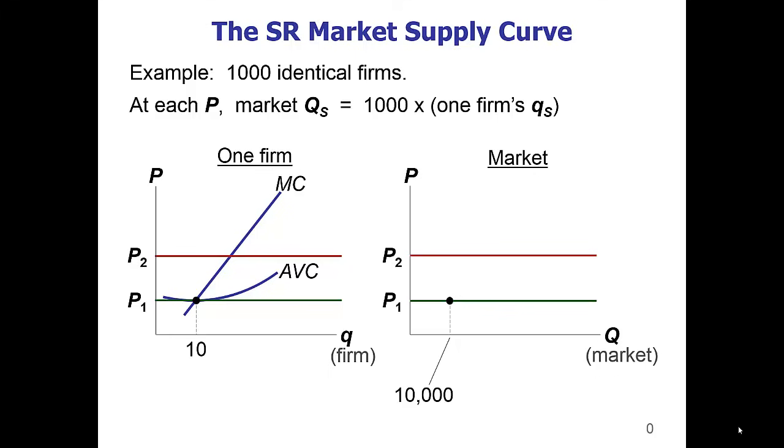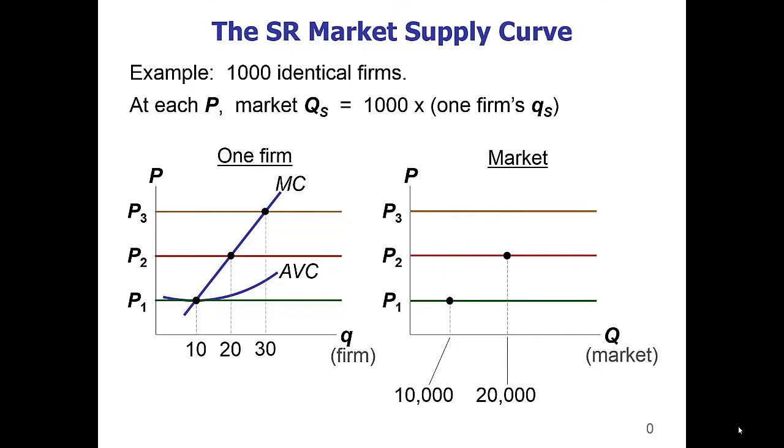At P2, this representative firm will set that price equal to marginal cost and choose to produce 20 units. That means collectively all 1,000 firms will choose to produce 20,000 units. Consider one more price, a price of P3. Set P3 equal to marginal cost. The firm will choose to produce 30 units, and collectively the market will choose 30,000.